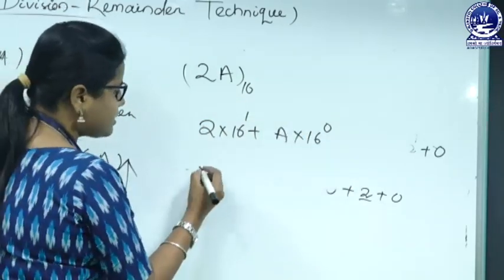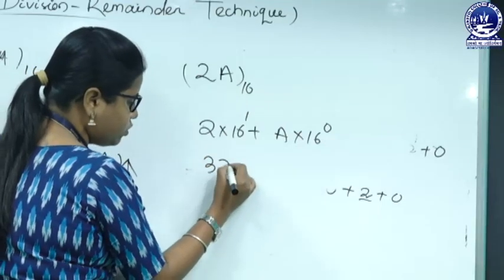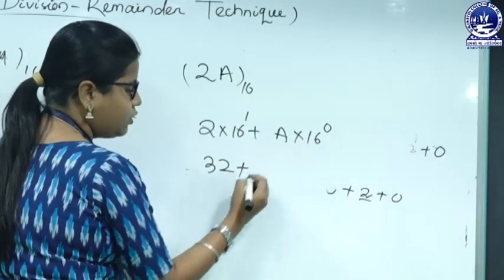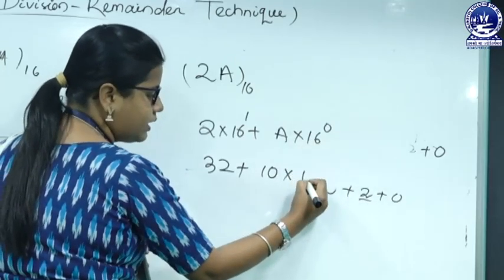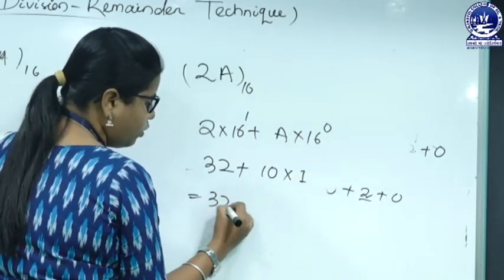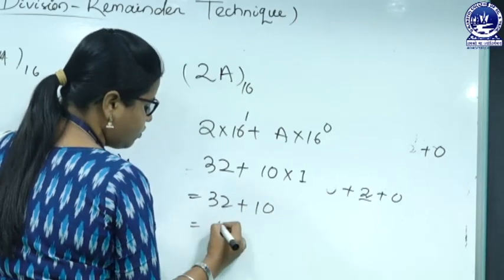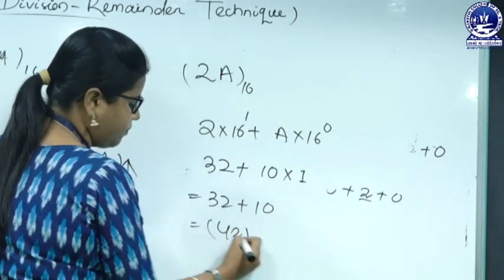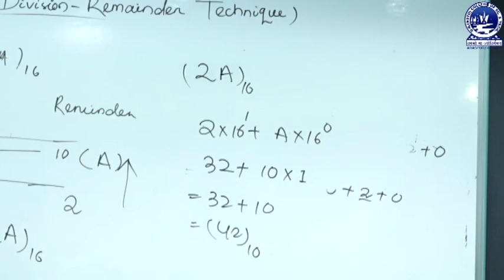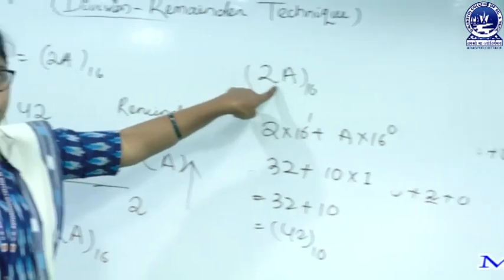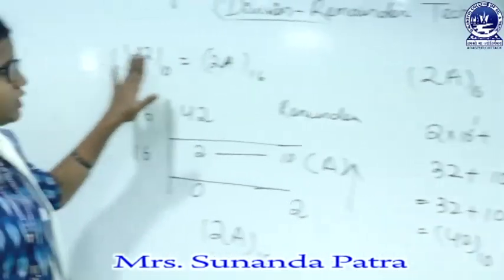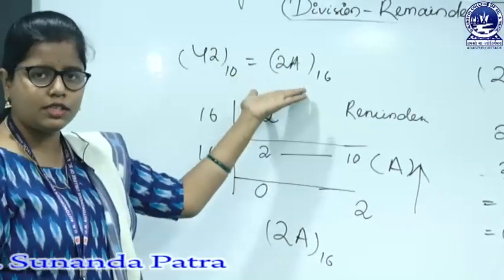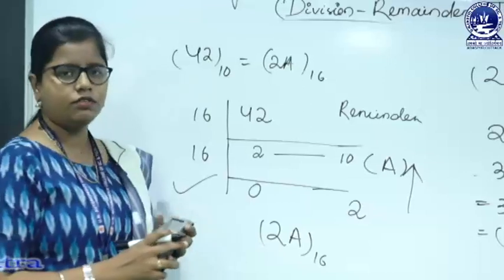So 2 into 16 to the power 1, that is 32, plus A into, A means what? 10 into 16 to the power 0, that is 1. So 32 plus 10 equals 42 base 10. So as we got 2A as 42 base 10 and here we got 42 base 10 as 2A base 16. So this is the right conversion.